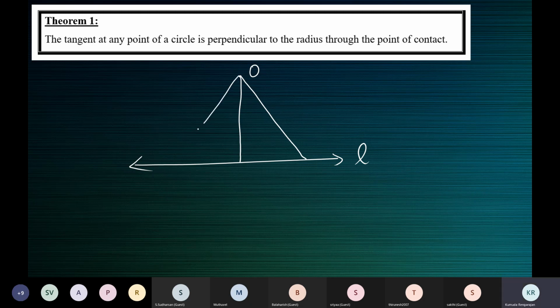So like this, you have many routes. From this line, if you want to reach O, you can go like this. If you're here, you can go like this. But who will reach fastest? This one will reach fastest because this is the shortest distance.